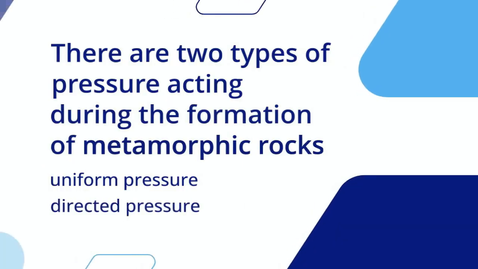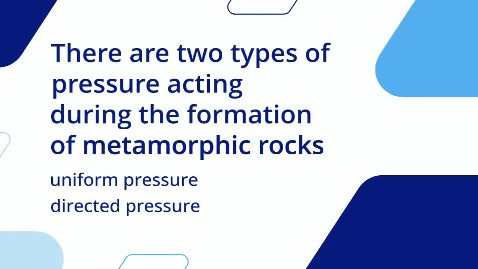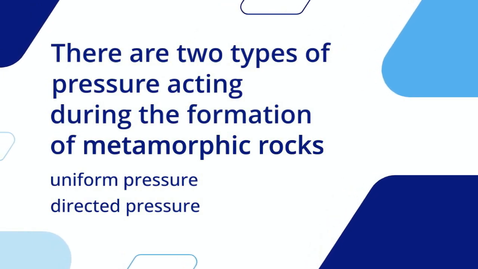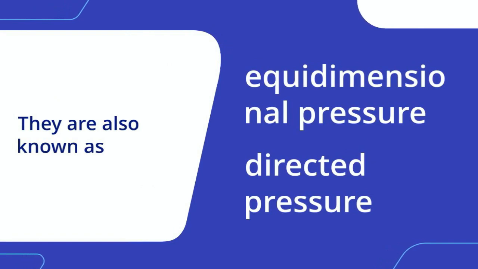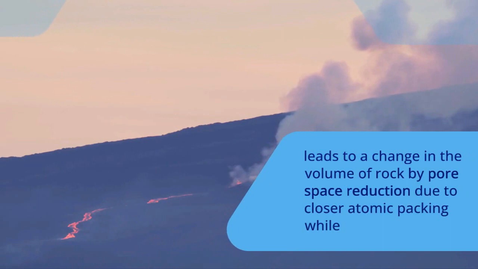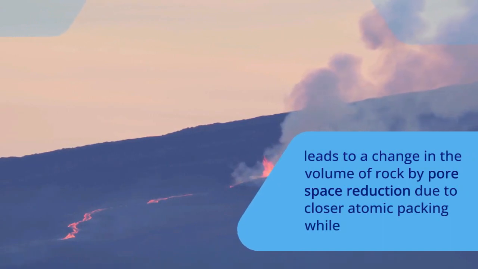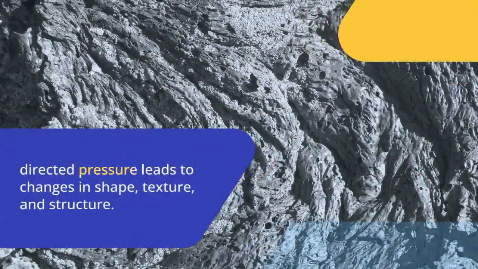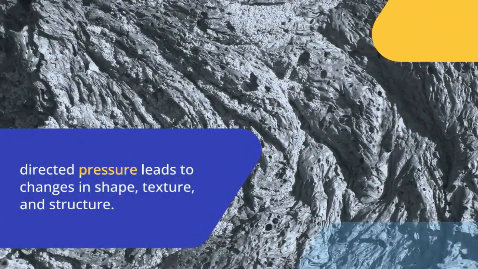Pressure. There are two types of pressure acting during the formation of metamorphic rocks: uniform pressure and directed pressure. They are also known as equidimensional pressure and directed pressure. Uniform pressure leads to a change in the volume of rock by pore space reduction due to closer atomic packing, while directed pressure leads to changes in shape, texture, and structure.